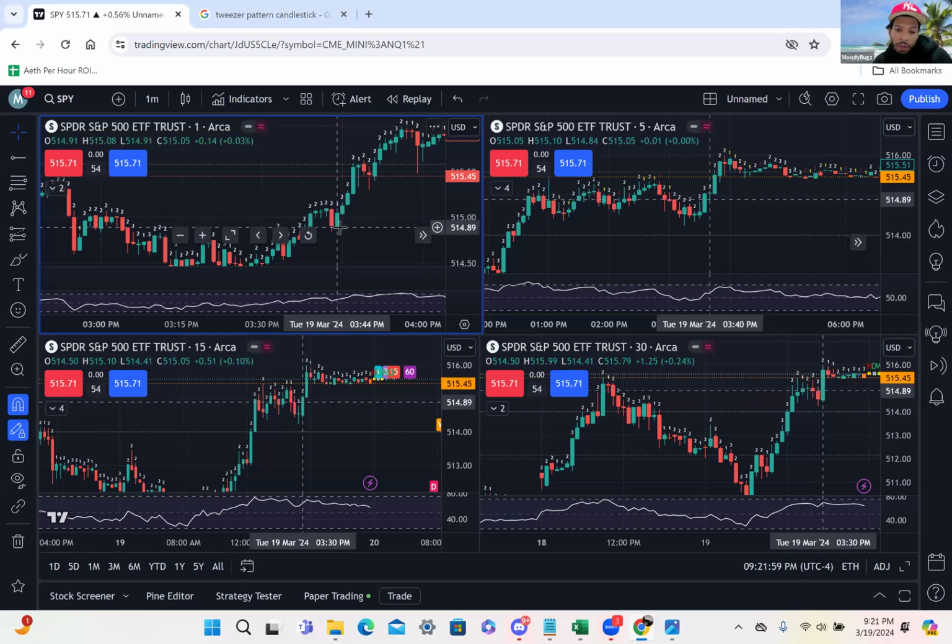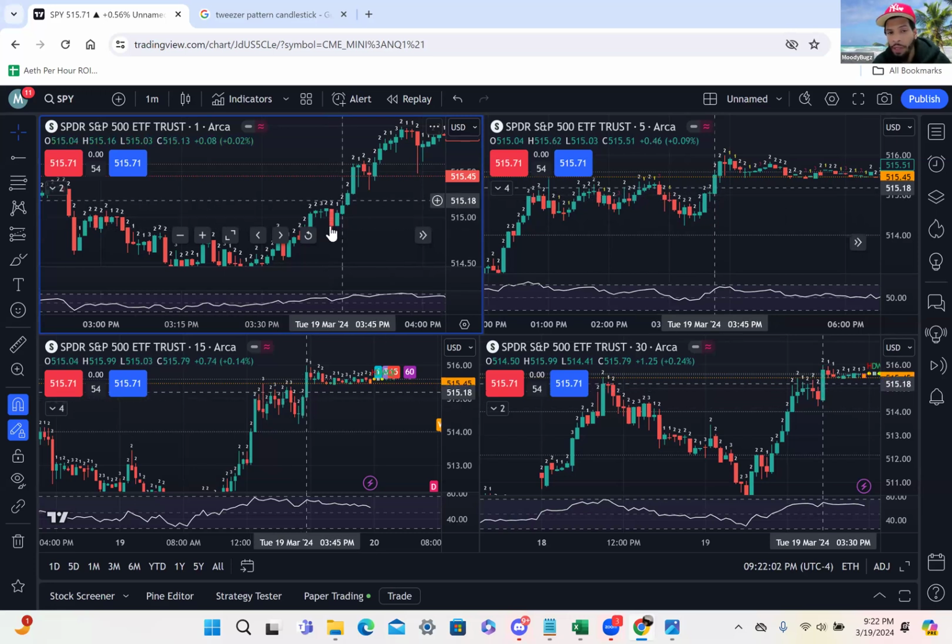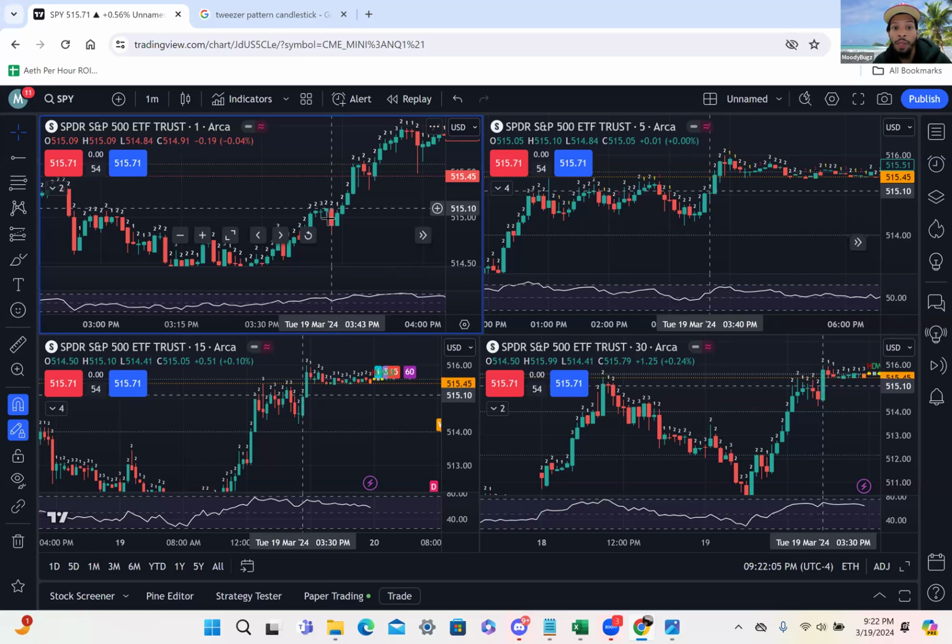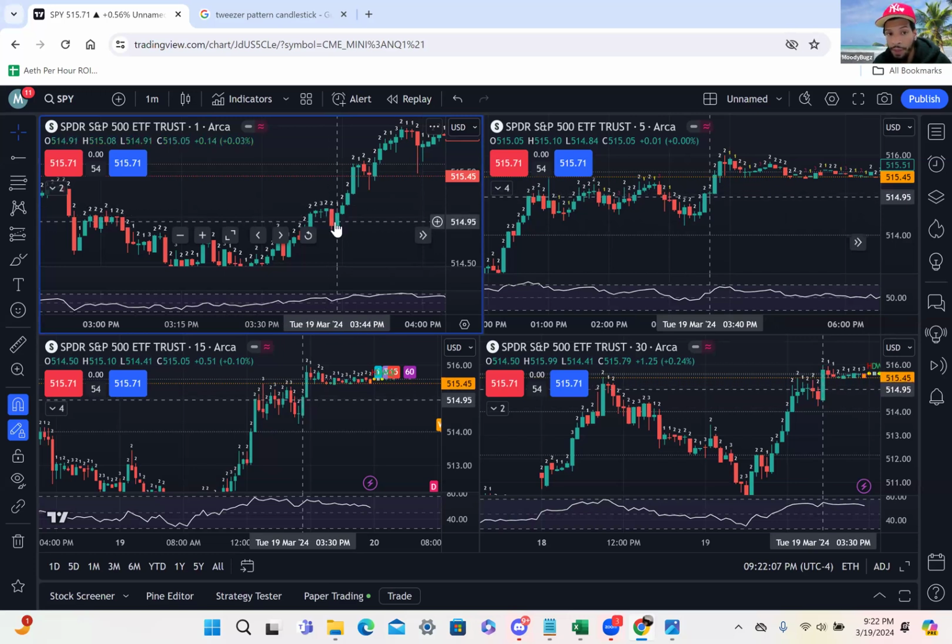Also, I just note and just put a little bit of my strategy out there. What is that? Squeeze the bottom, right? Squeeze the bottom inside of a morning star, right? So with that being said, we have an inside bar right here.